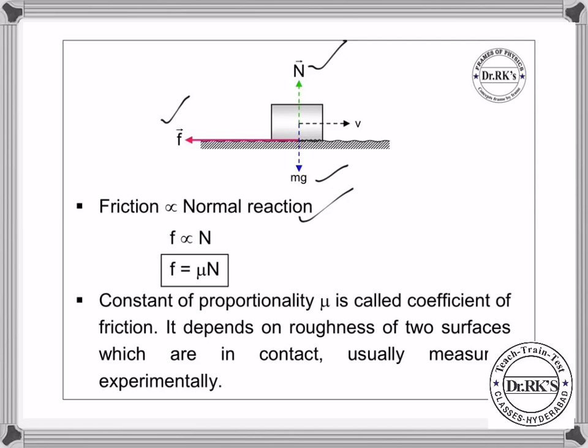The constant of proportionality, mu, is called the coefficient of friction. It depends on the roughness of the two surfaces which are in contact, that is, the nature of the two surfaces in contact. Usually this mu value can be measured experimentally. So the general formula when the body is in motion is F equals mu N, where N is the normal action.